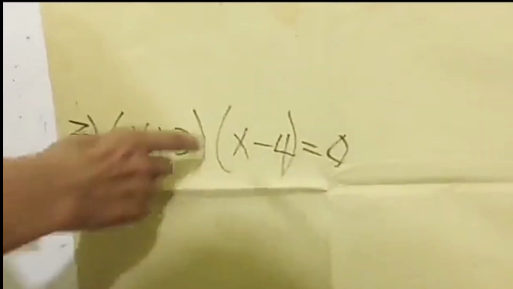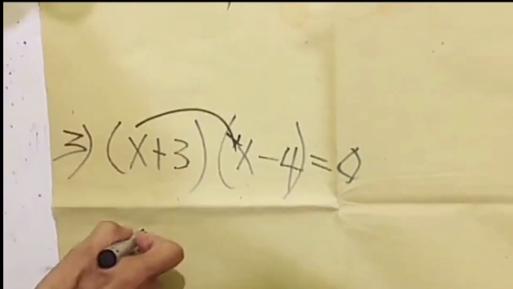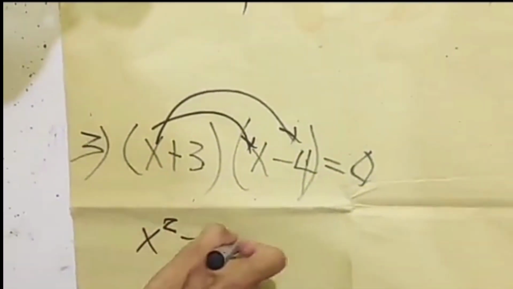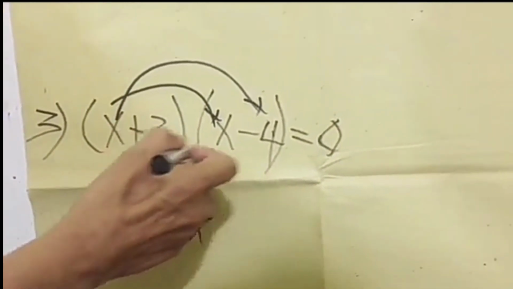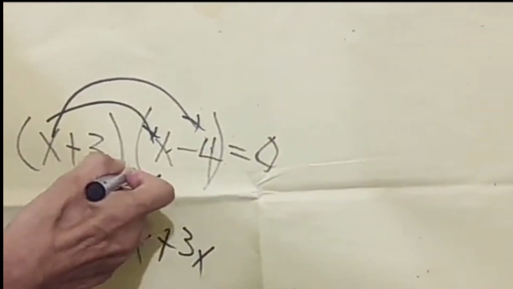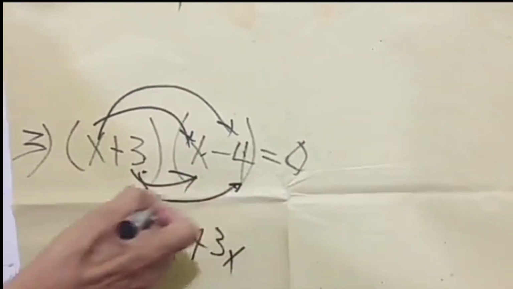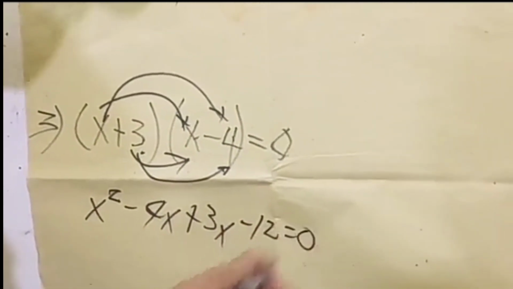Okay, next. In this third example, we need to find first the product of this given binomial. So we have to multiply x times x equals x squared. Then again, we have to multiply x times negative 4 equals negative 4x. Then negative 3 times... 3x, we have positive 3x. Then we have to multiply again: 3 times negative 4, negative 12, equals to 0.